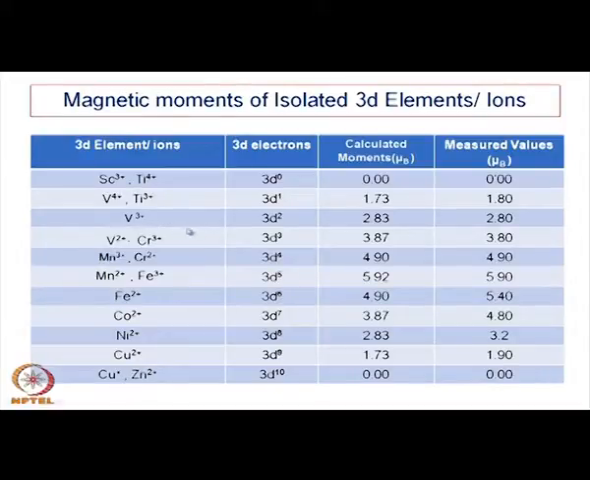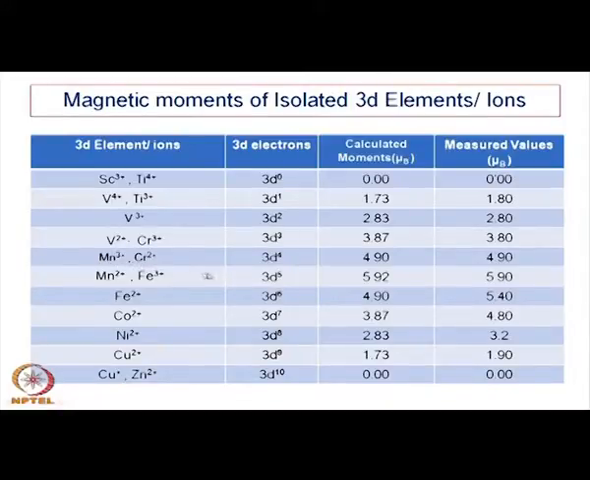Similarly, vanadium 3+ is a 3d2 configuration, 2.83 is the calculated and the experimental is 2.8. It is very good agreement. V2+ and chromium 3+ have a d3 configuration. So, it is 3.87 theoretically calculated, and the actual measurement is 3.8.